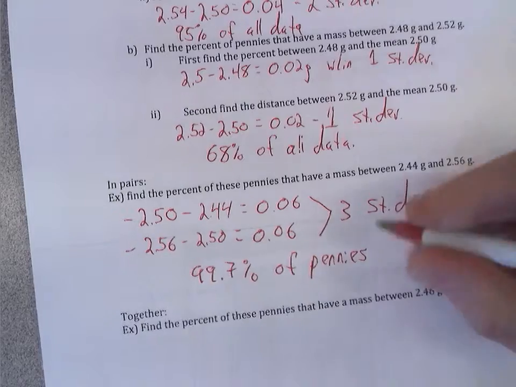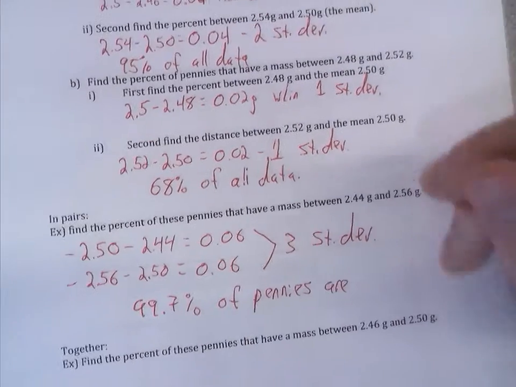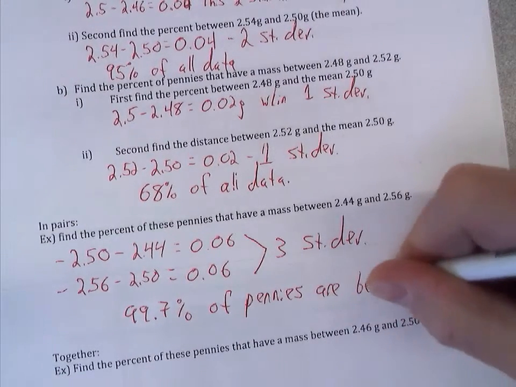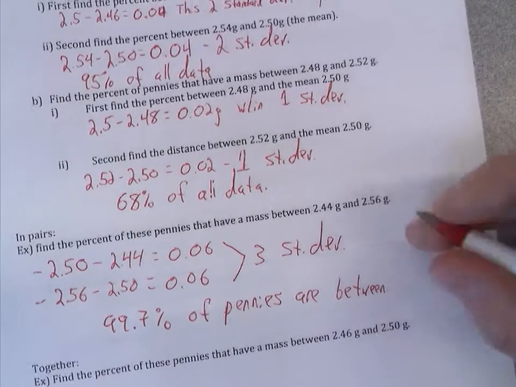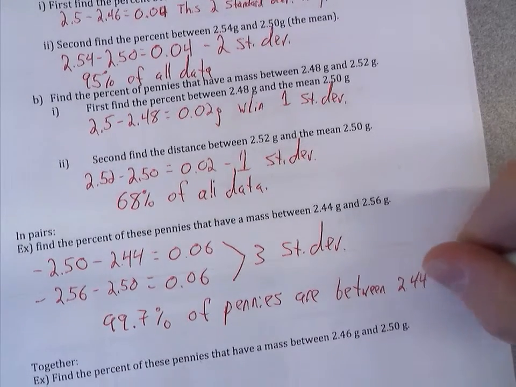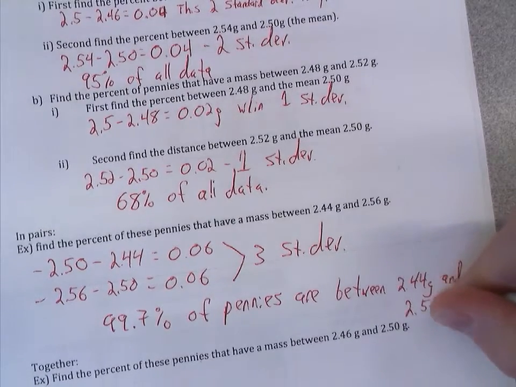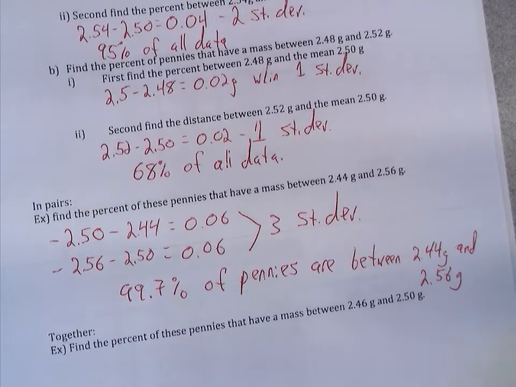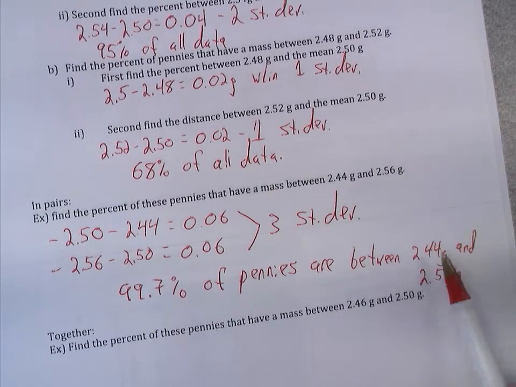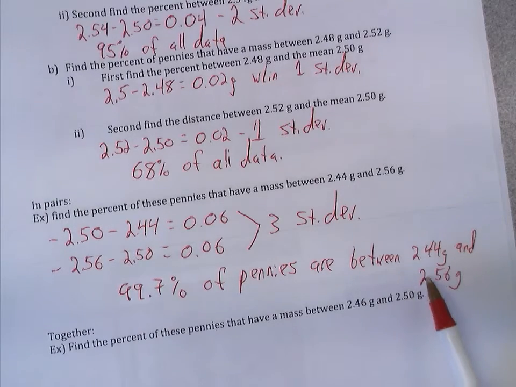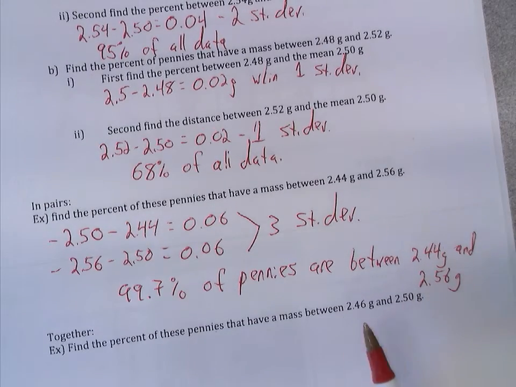99.7% of the pennies are between 2.44 grams and 2.56 grams. So we need to be aware, these are the limits. If we want to include 99.7% of all pennies, we would be looking at these weights, anything between these numbers. If we want to get smaller than that, closer to the mean, then we have to use fewer standard deviations.